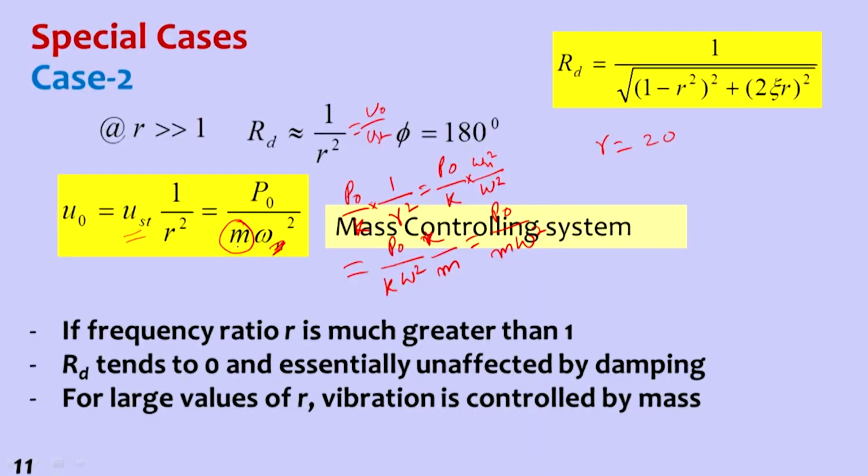To summarize, when the frequency ratio is much greater than 1, that is a rapidly varying force, RD tends to 0 and is essentially unaffected by damping. A higher R value means a very small 1 by R square. For large values of R, vibration is controlled by mass. So: slowly varying force, stiffness control system; rapidly varying force, mass control system.